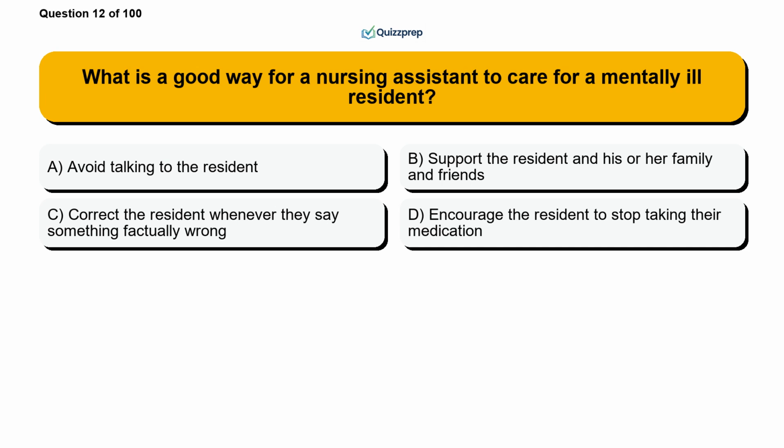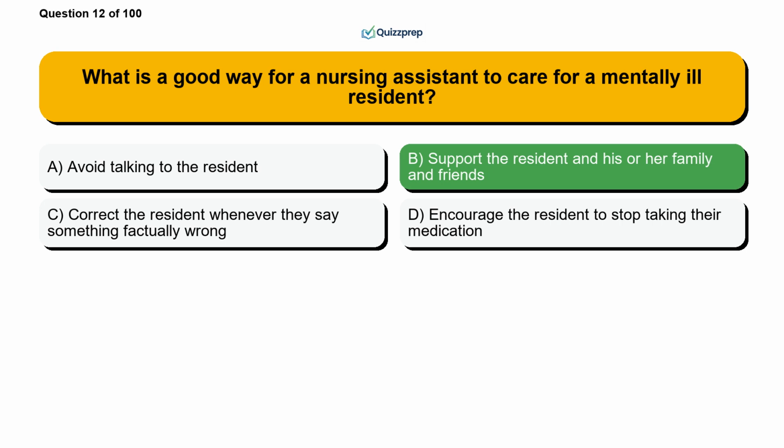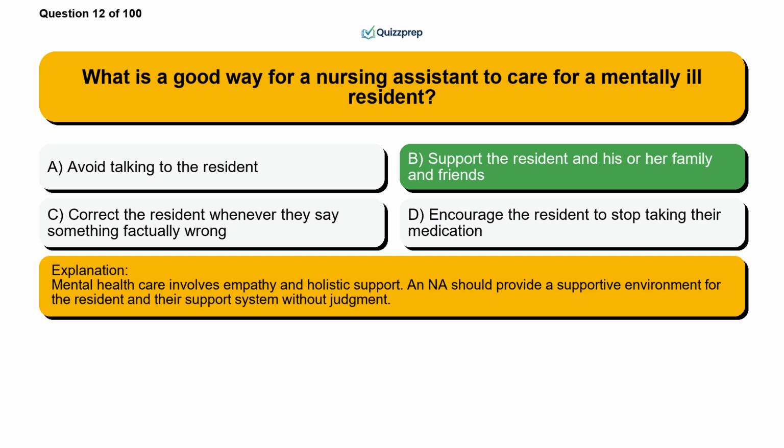Question 12. What is a good way for a nursing assistant to care for a mentally ill resident? Option A, avoid talking to the resident. Option B, support the resident and his or her family and friends. Option C, correct the resident whenever they say something factually wrong. Option D, encourage the resident to stop taking their medication. The correct answer is option B, support the resident and his or her family and friends. Mental health care involves empathy and holistic support, and NAs should provide a supportive environment for the resident and their support system without judgment.